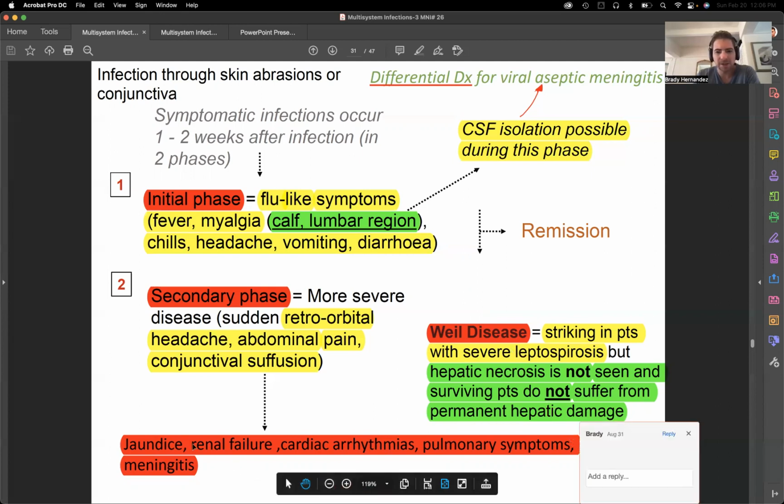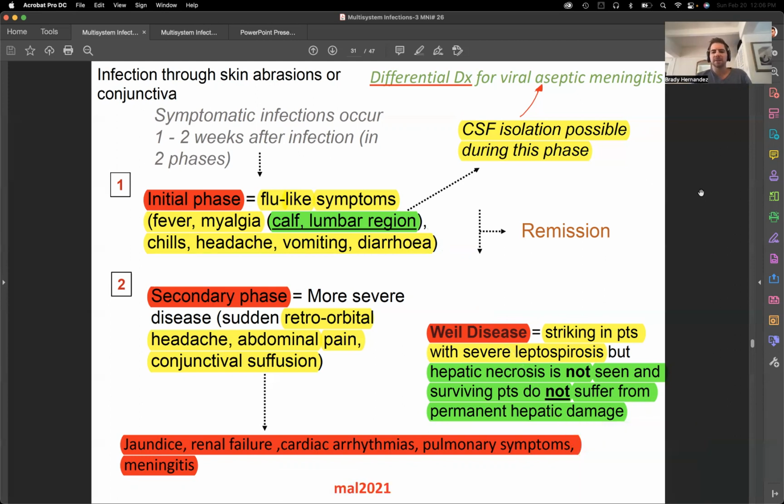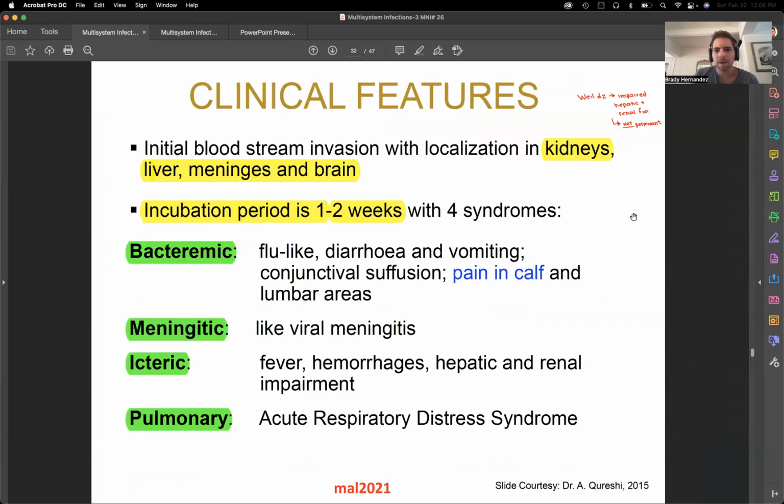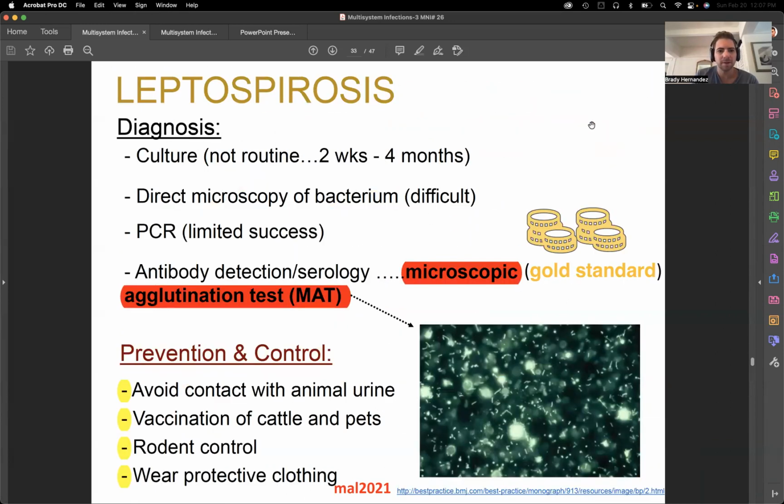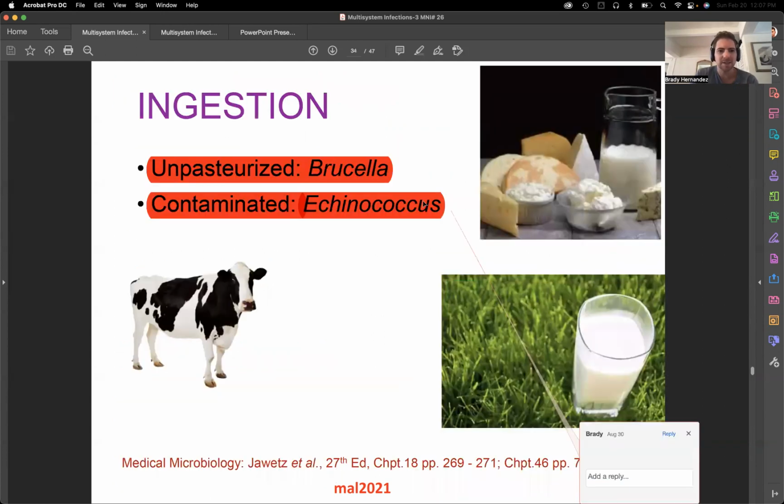Okay, so you can get jaundice, but as it says here, there's no permanent damage. Renal failure, cardiac arrhythmias, stuff like that. Even pulmonary involvement and meningitis. But for some reason, I remember them talking about calf pain, and that was specific for leptospirosis. All right, again, Weil disease, impaired hepatic function, but not permanent. Sorry, a lot of this is just jogging my memory. Not a lot of this is high yield for Step, so I haven't seen it in a while.